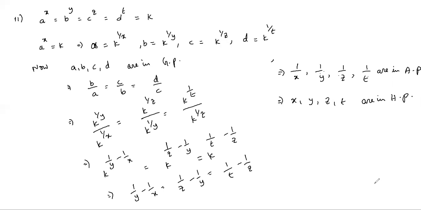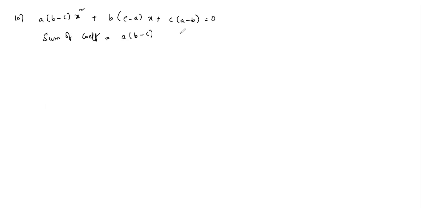Next, the 10th one, we already did the same problem. a into b minus c into x square plus b into c minus a into x plus c into a minus b equals 0. Here clearly the sum of coefficients is 0. Sum of coefficients is a into b minus c plus b into c minus a plus c into a minus b. If you multiply and simplify, you will get 0. Sum of coefficients 0 means x equals 1 is a root.